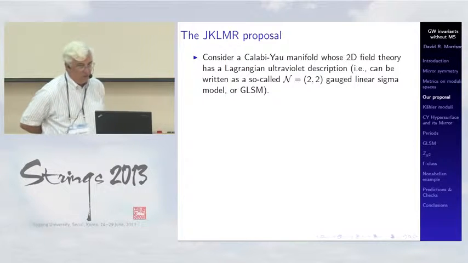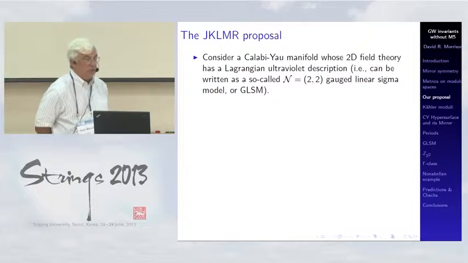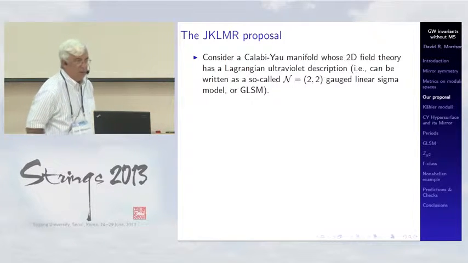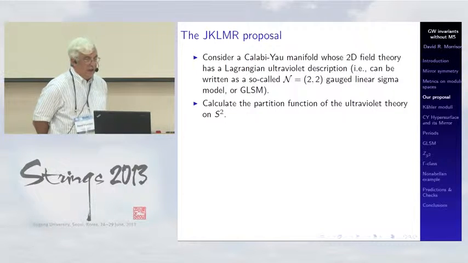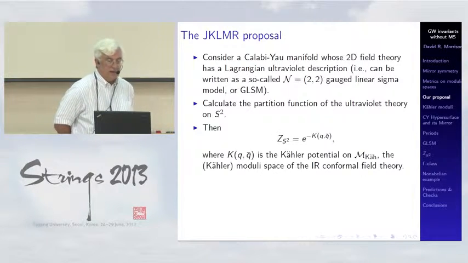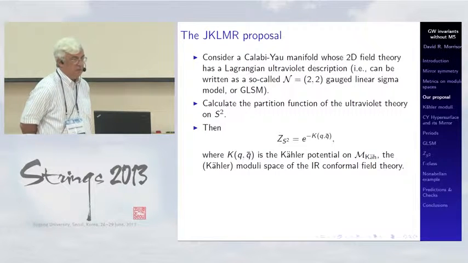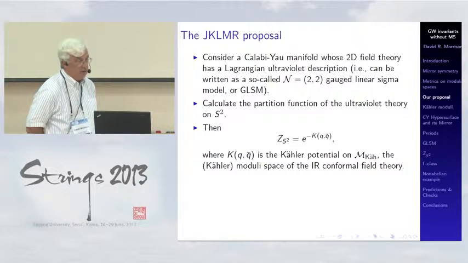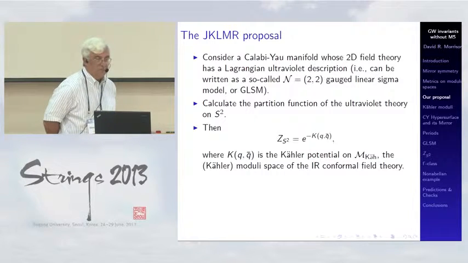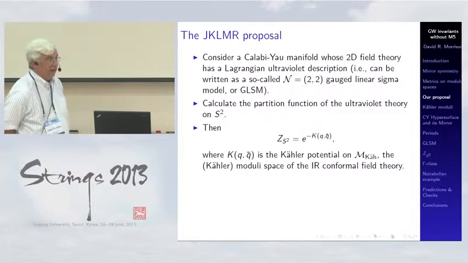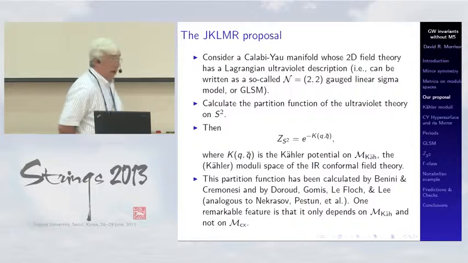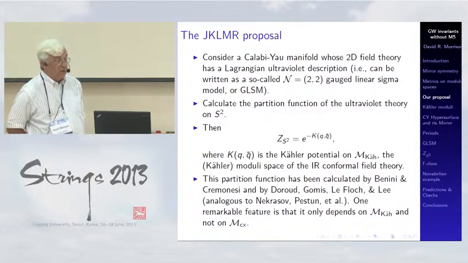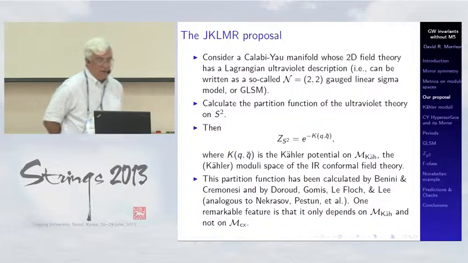If we have a Calabi-Yau manifold whose 2D field theory has a Lagrangian ultraviolet description, so that we can write it as a gauge linear sigma model with N=(2,2) supersymmetry, and if you calculate the partition function of that ultraviolet theory on the 2-sphere, then the answer that you get is an answer about the Kähler moduli space of the infrared conformal field theory. It's an ultraviolet calculation of some quantity which is not changing. And our proposal was, which was subsequently argued to be correct by Lee and Gomez, that that 2-sphere partition function is e to the minus Kähler potential. So in fact, it was motivated by observing the form of the answer of the partition function, and now we have some nice arguments which back it up.